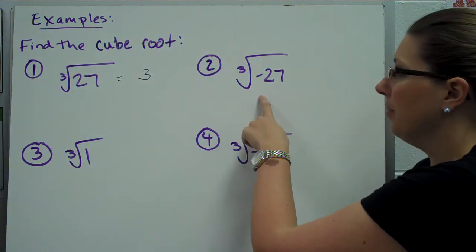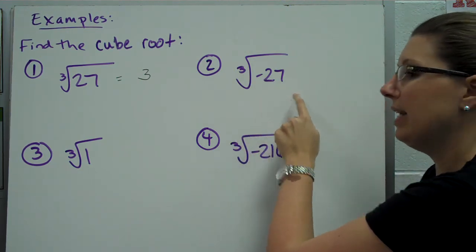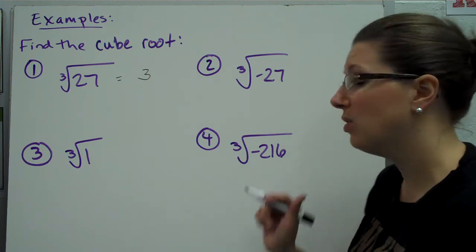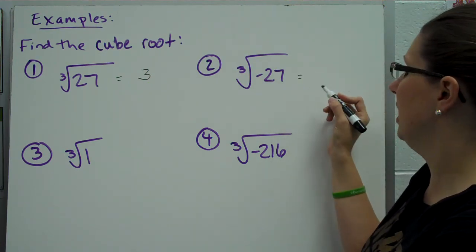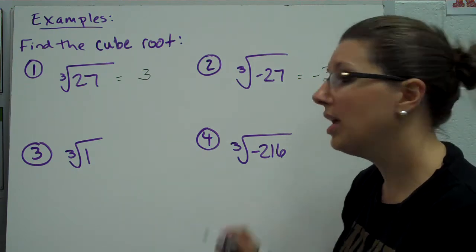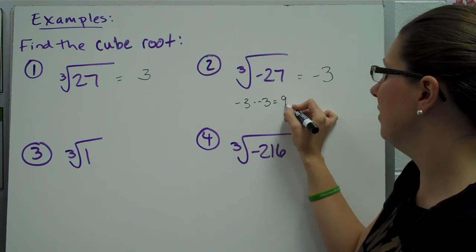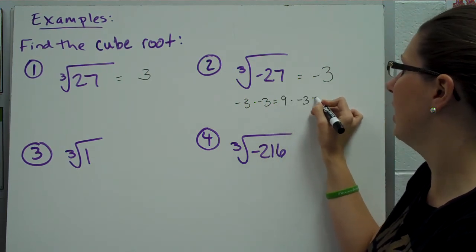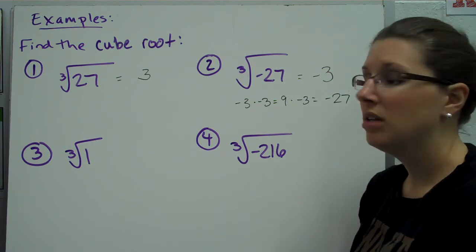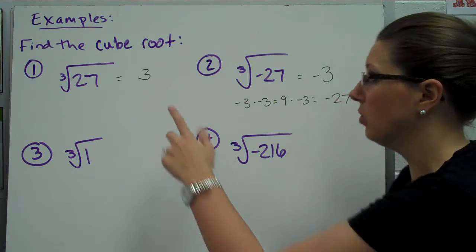What about here? We have the cube root of negative 27. So it's saying, what times itself 3 times will give you negative 27? That answer is actually negative 3. Because negative 3 times negative 3 is positive 9, but positive 9 times negative 3 is negative 27. So that's where we get only one answer, not 2, just 1.